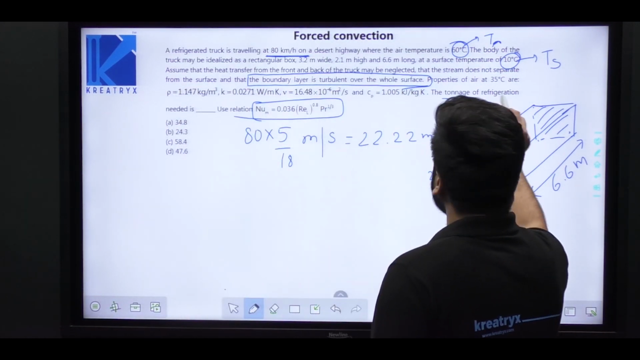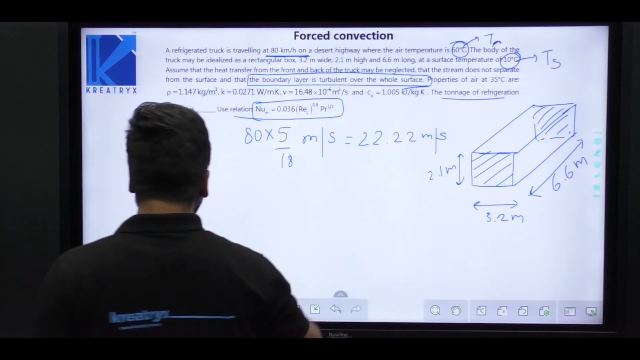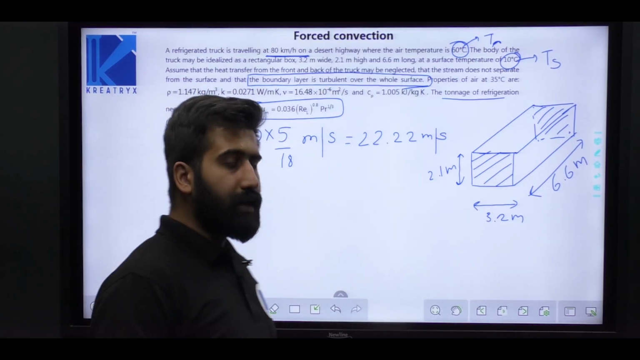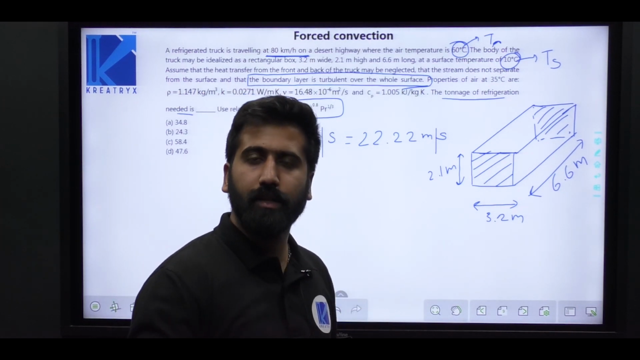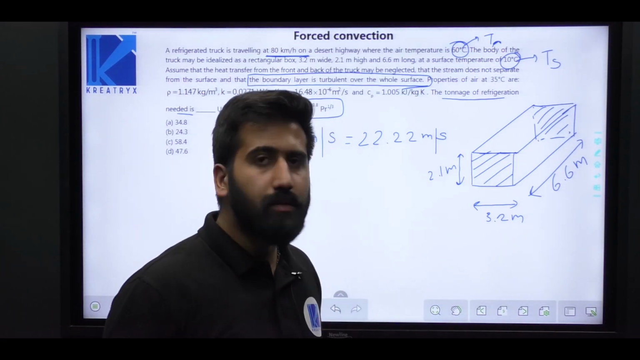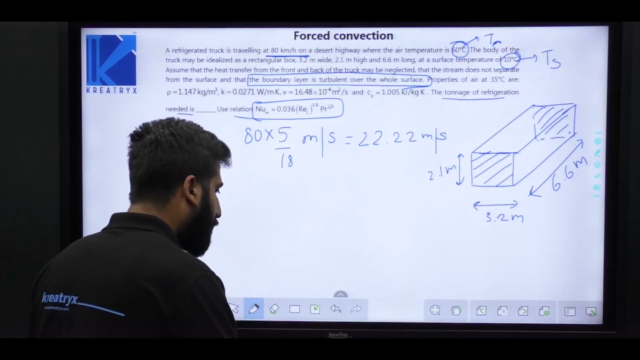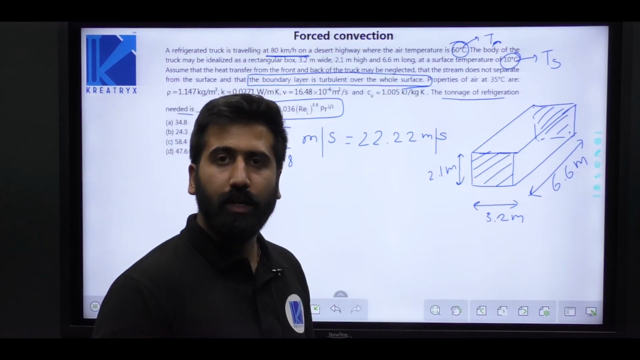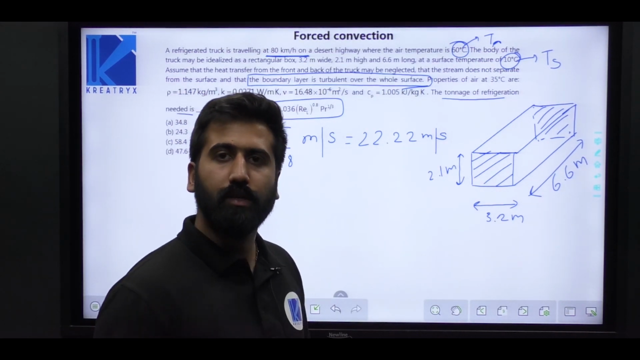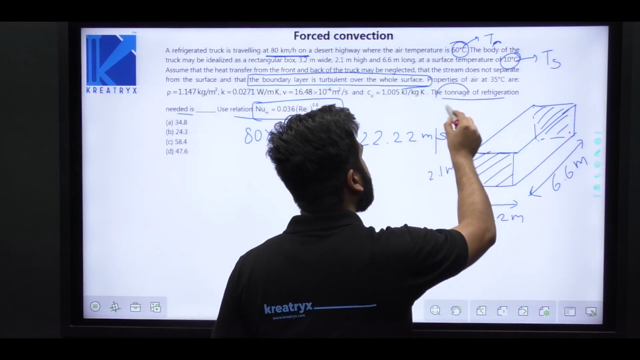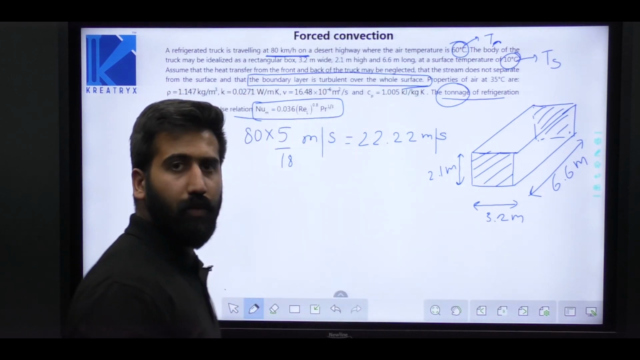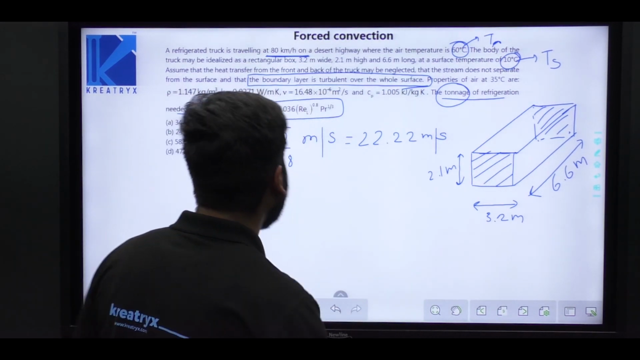So the tonnage of refrigeration needed will be basically equal to the heat lost by the truck to the surroundings. Simple. Okay. So if I find out the heat lost by the truck to the surroundings, I can find out the tonnage of refrigeration needed. Okay. 1 ton is equal to 3.5 kilowatt.